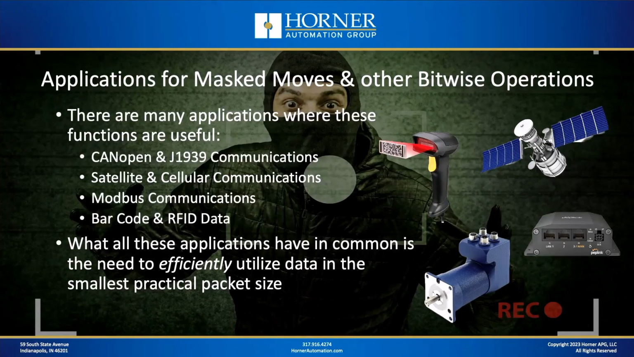CANopen and J1939, satellite communications, cellular communications, Modbus in some cases, barcode reading, RFID data, lighting control even, especially if you've got a lot of sequencing going with lighting. And what all these applications have in common is the need to efficiently utilize data in the smallest practical packet size. So the efficient packing of data, usually over a network, is what we're talking about, where a masked move and bitwise operations in general can be useful.